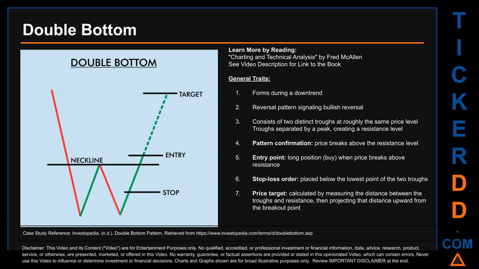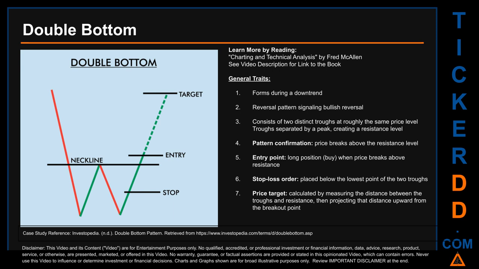As the pattern played out, the stock broke above the resistance level formed by the peak between the two bottoms, confirming the pattern's completion. AMD's stock subsequently experienced a significant rally, reaching new highs over the next few years. The company benefited from successful product launches and market expansion, leading to increased investor confidence and a positive turnaround in its financial performance. This story is referenced in an open-source article on Investopedia titled, Double Bottom Pattern.